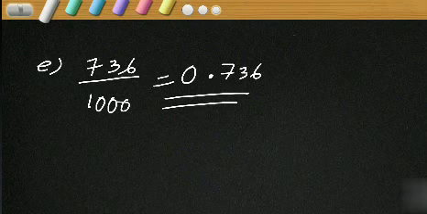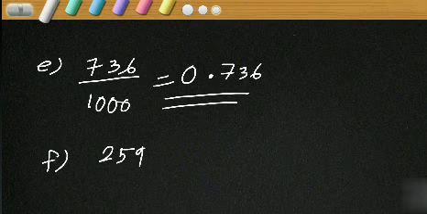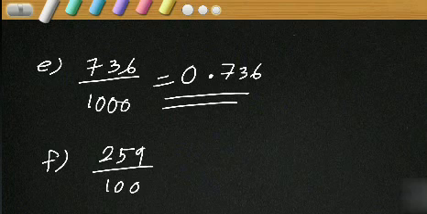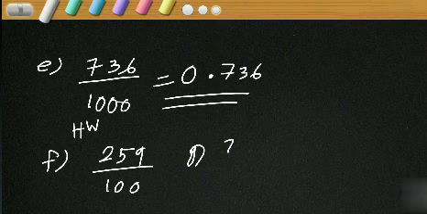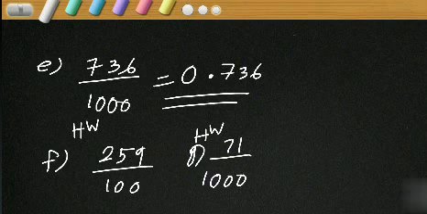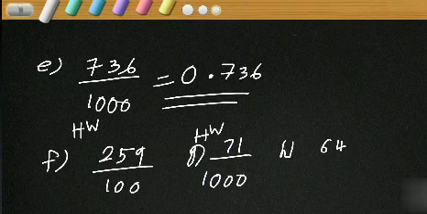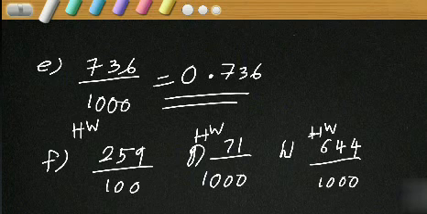Now mark the homeworks. F, 259 by 100. Homework G, 71/1000. Homework H, 644/1000. This is also homework. Try to do it today itself, and send it to my personal number. Do the homework today itself and send it to my personal number.